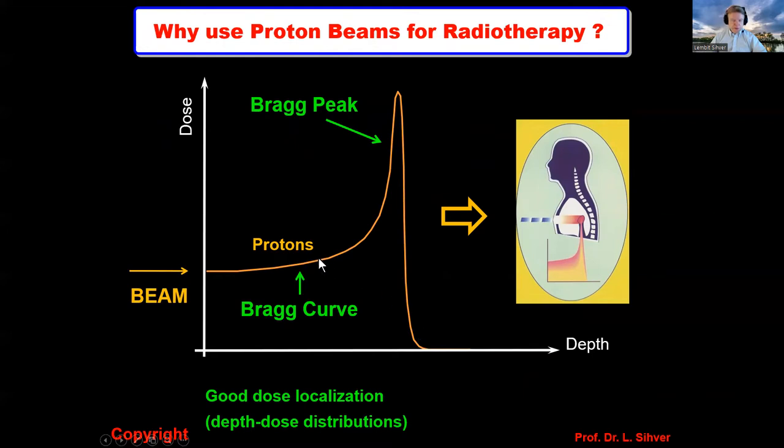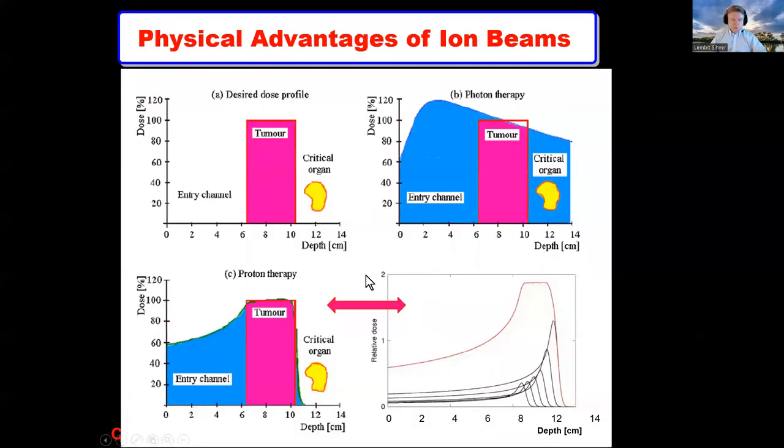We see the protons, we have the Bragg peak, so we can localize the dose deep in the body, so treating deep-seated tumors and sparing the healthy tissue before and after the tumor. And so if we look at the desired dose profile, you don't want any dose in the entry channel, everything to the tumor, and no dose to the critical organs after the tumor. While in photon therapy, we actually get most dose before, if you have a deep-seated tumor, after a couple of centimeters into the body, we get a little less to the tumor, but we also get dose after the tumor where we might have critical organs.